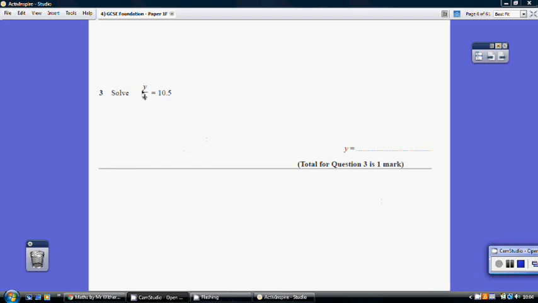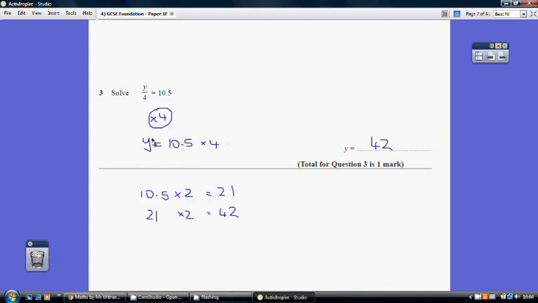Question 3. Well, we want to have y on its own. We want to make y the subject. So we need to undo this dividing by 4. How do we undo a dividing by 4? We multiply both sides by 4. So y equals 10.5 times 4, which is 42. And of course we could just check this. 42 divided by 4 does indeed equal 10.5.